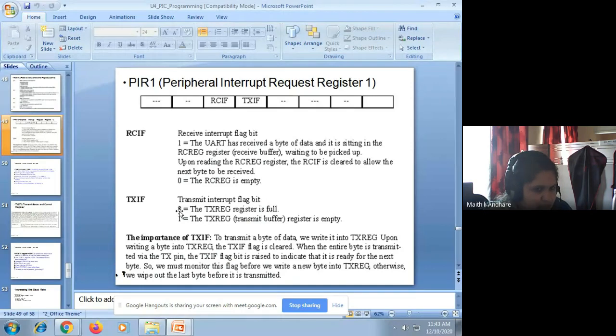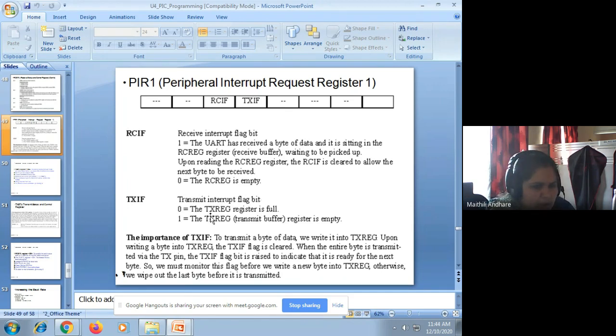For reception, whether the data is received properly is given by the RCIF flag. Whether the data is transmitted successfully, that status is given by the transmit interrupt flag bit.